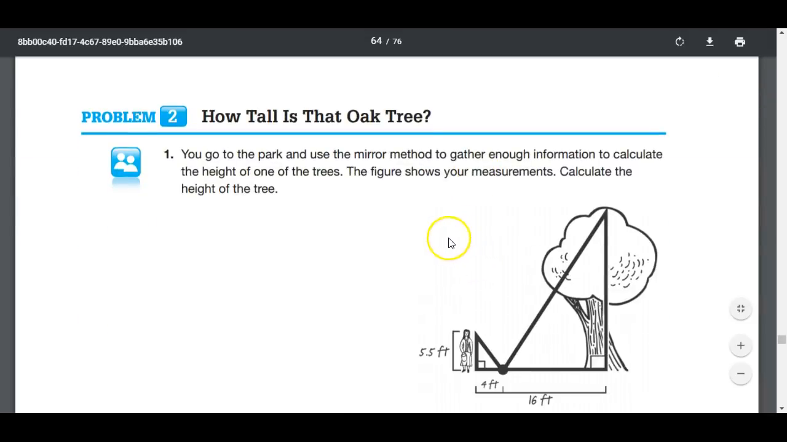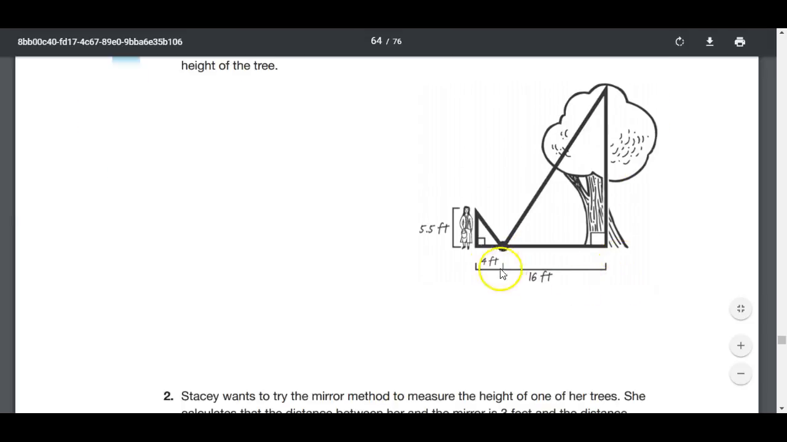But here you're going to consider this real problem. Use the mirror method, gather enough information to calculate the height of one of the trees. The figure shows your measurements. Calculate the height of the tree. It would be really hard to know that you're seeing the top of a tree using a mirror like this. But you can subtract the 4 feet from here to figure out what the distance here is. The whole thing is 16, so 16 take away 4 should tell you the length of this side. Then you would calculate your height and this height using the same ratio.